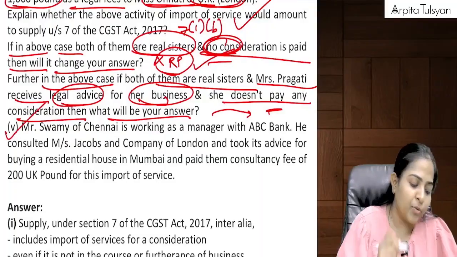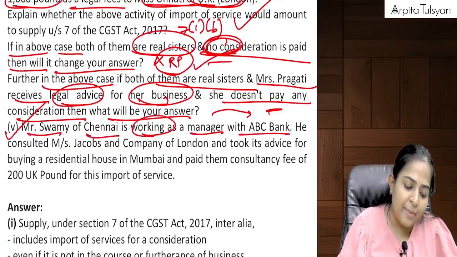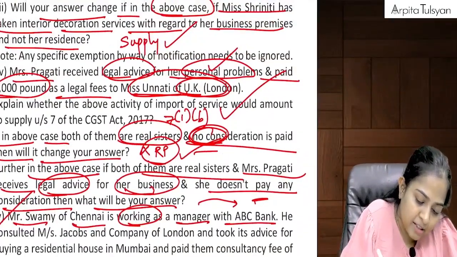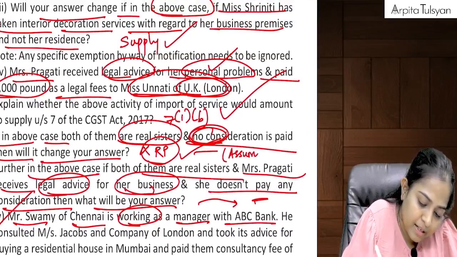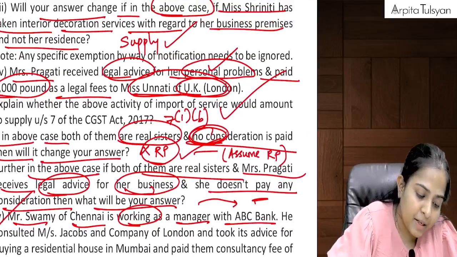Okay, then the next one. Mr. Swami of Chennai is working as a manager with ABC Bank. Okay, so here we can just write it. I'll just write it here also. Assume related party. Okay, assume that it is a related party.